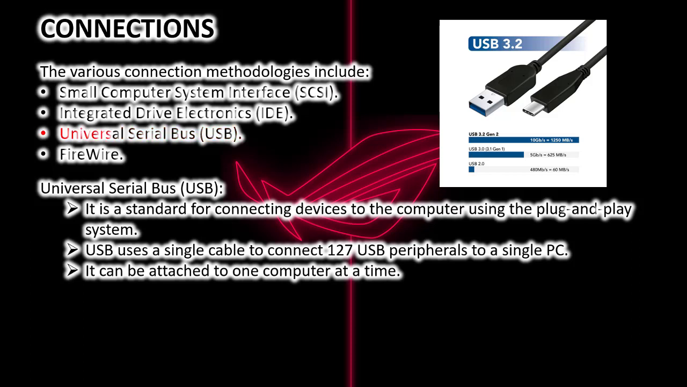Here, I will describe the improvement of USB since it was introduced in 1995. USB 1.0, the transfer rate is 12 MB per second or 1.5 MB per second. Next is USB 2.0, where the transfer rate is 480 MB per second. And USB 3.0 transfer rate is 3200 MB per second.